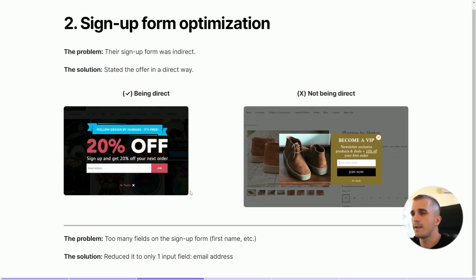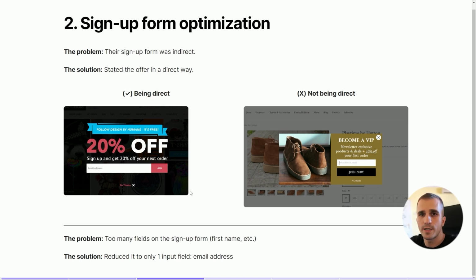Then the next thing that we have optimized in the sign-up form that has helped with the opt-in rate is that they had too many fields on their sign-up form. They had the first name and some other fields. And what we have done is that we have reduced it to only one input field, which was the email address. I see many e-commerce owners that just try to get as much information as possible at this point. But the thing is that you just want to get their email so you can start sending your welcome email series. And after that, if they buy from you, you will get their first name, you will get their location from Klaviyo, you will get all these things. So you don't need this for the welcome email series.